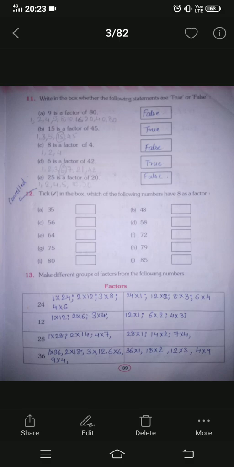Okay children, question number 12 is cancelled. Next question is question number 13.